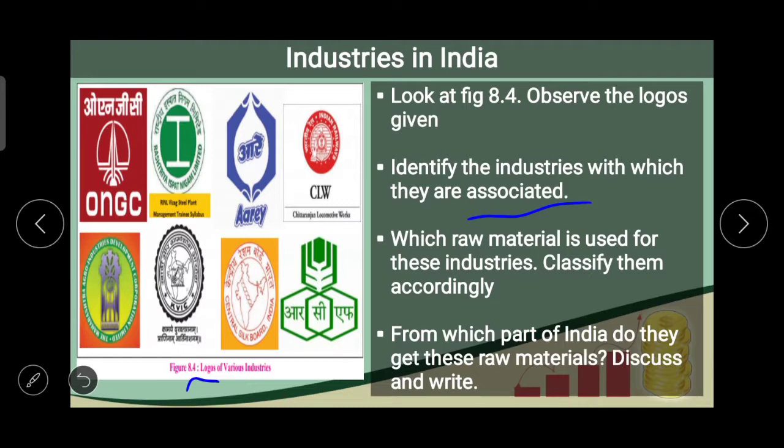then which raw material is used for these industries, classify them accordingly. For example, if we are talking about RINL, then which raw material is used for these industries, and then from which part of India do they get these raw materials, discuss and write. So go through these questions and try to answer.